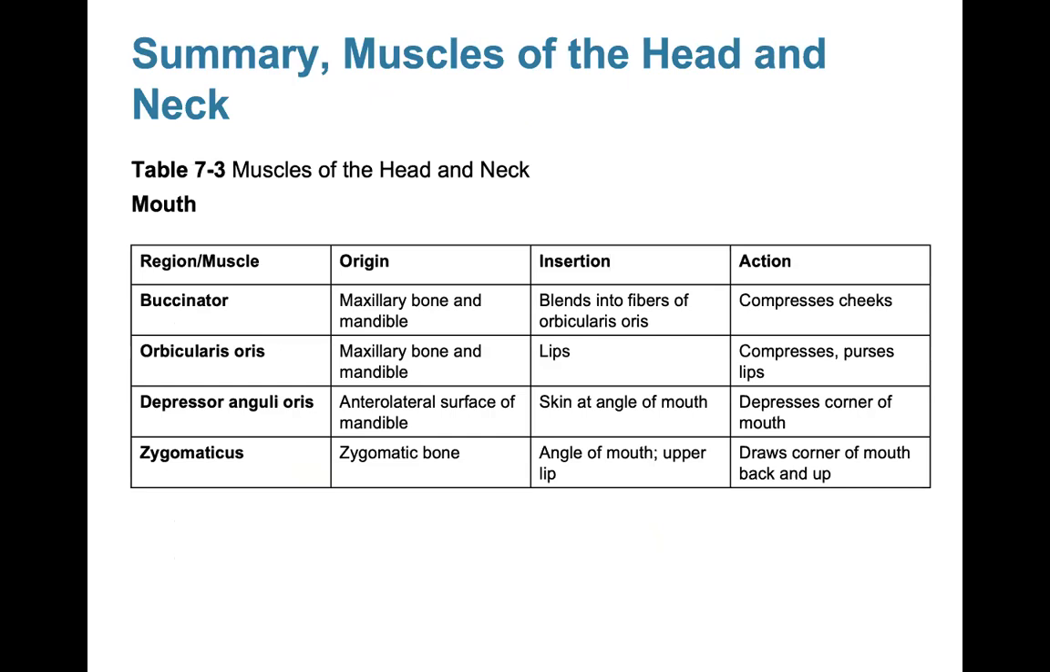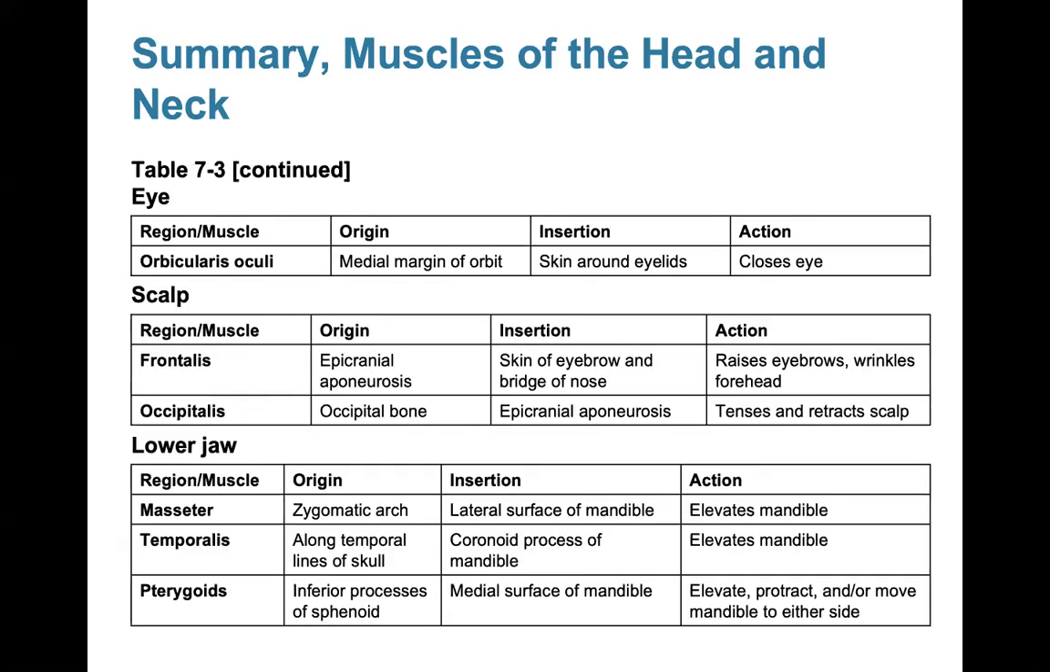Looking at some of these other ones, the buccinator. The buccinator is going to compress the cheeks. The orbicularis oris will compress and purse the lips. The depressor anguli oris depresses the corner of the mouth. And the zygomaticus will draw the corner of the mouth back and up, such as your smiling muscles. The orbicularis oculi will close the eye. The frontalis raises the eyebrows, wrinkles the forehead. The occipitalis, remember that's the second half, back end of that muscle, tenses and retracts the scalp.